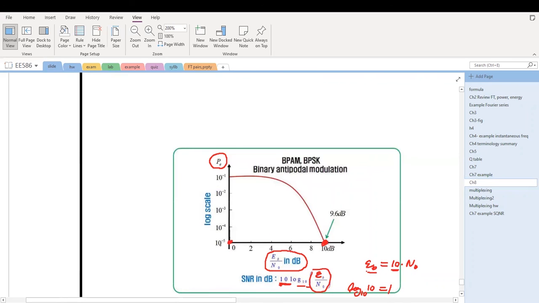Now, at this level, the probability of error is 10 to the power minus 5, which means that if I transmit 10 to the power 5 data, there's one chance I will make an error. So this is the probability of making error, and this is very good. In practical systems at 10 dB, we do not have this performance because of the channel. The channel is random. It will make this performance worse than this.